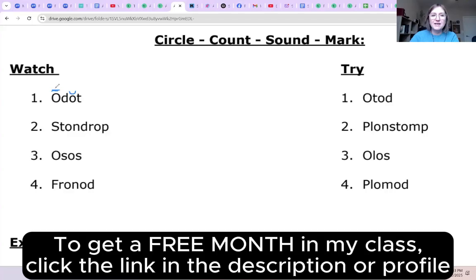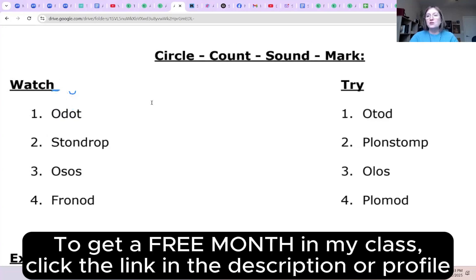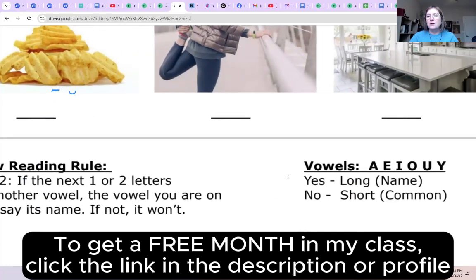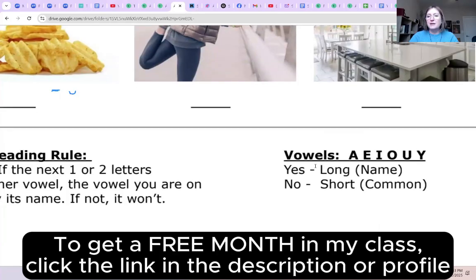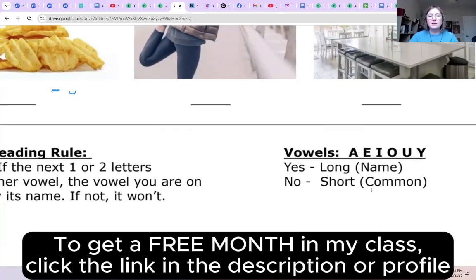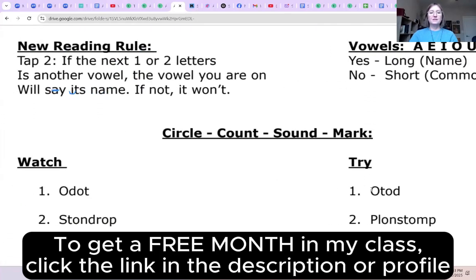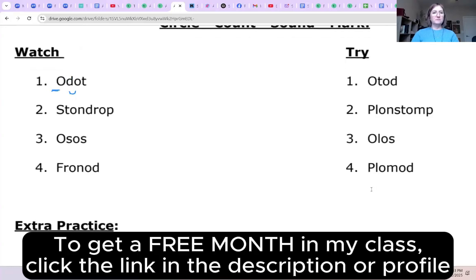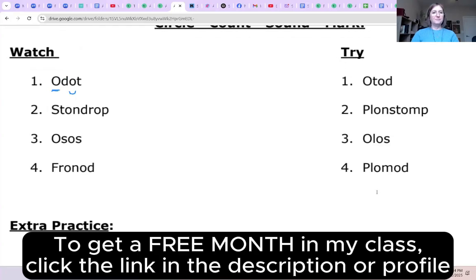Macrons go over long sounds. Long sounds say their name. Breves go over short sounds. Short sounds make their common sound. You can see right up here, the long says its name. The short is the common sound that you learned when you were in kindergarten.